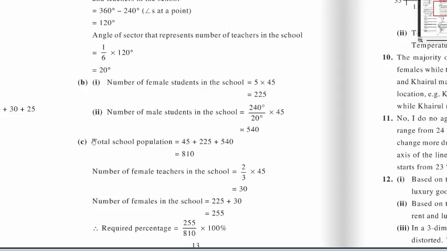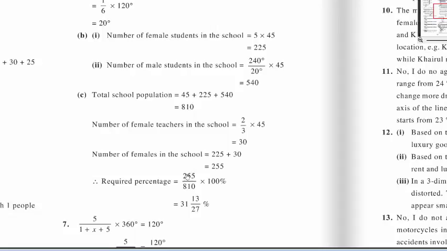So that's what we do. We add up the total school population and we get the answer as 810. To know the number of female teachers in the school, we take 2/3 times the number of teachers. That will give you 30 female teachers. Then this is to be added on. If you want to find the number of females in the school, you have to take the female teachers plus the female students. So altogether, the total number of females will be 255. So the required percentage will be the total number of females in the school over the total population of the school times 100%. So the answer is 31 13/27%.